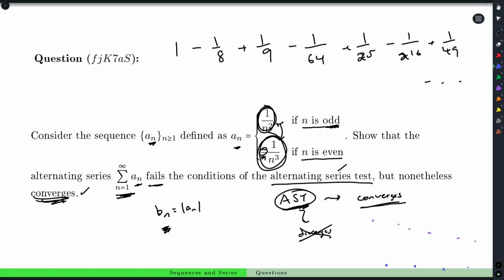And so the AST requires that everything go down nice and smoothly. Whereas here, even though everything's getting small enough to converge, it's bouncing back and forth, and that oscillation is what fails. So the AST doesn't apply, but this does converge, and it's an excellent example of that.